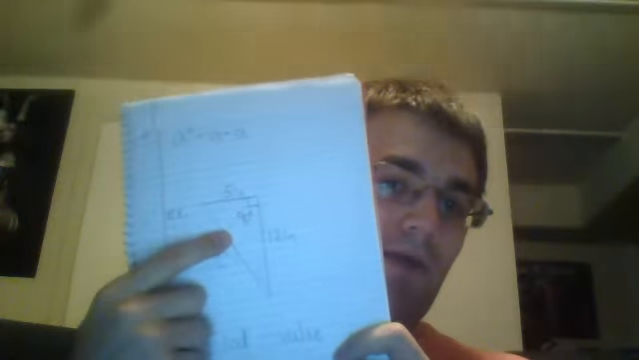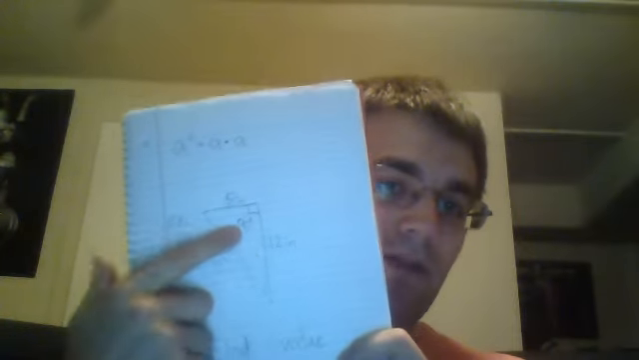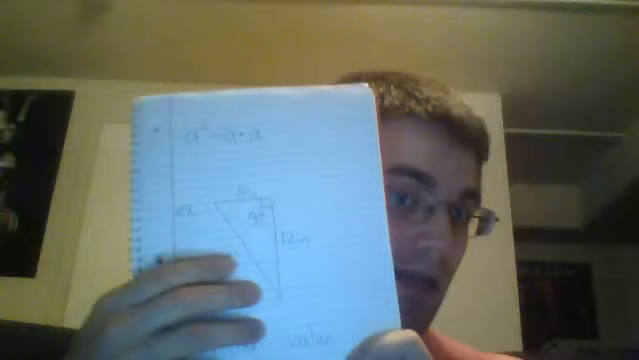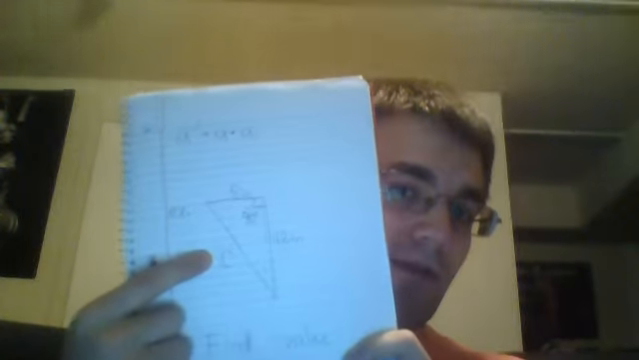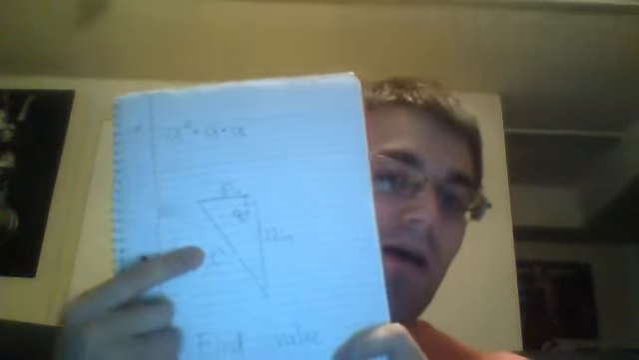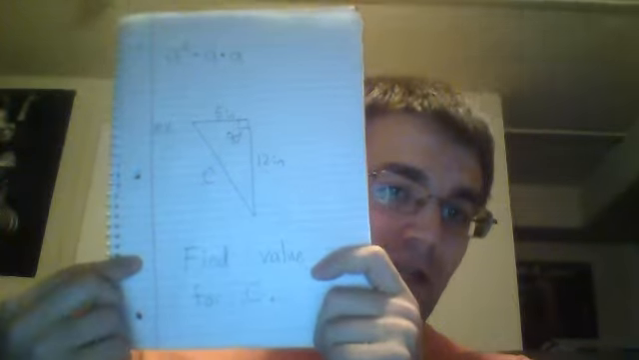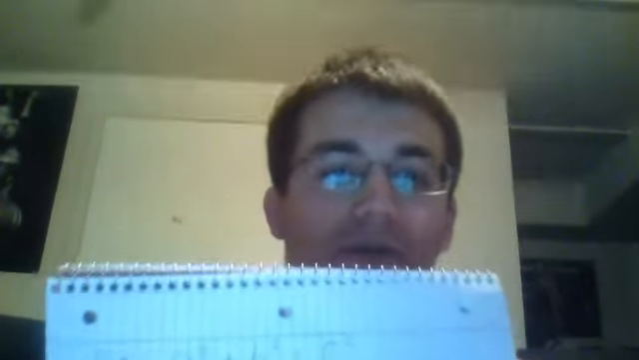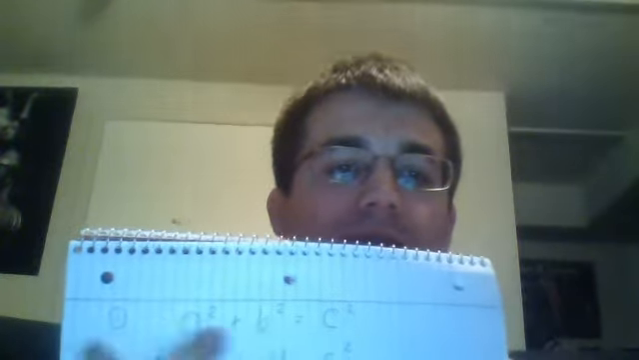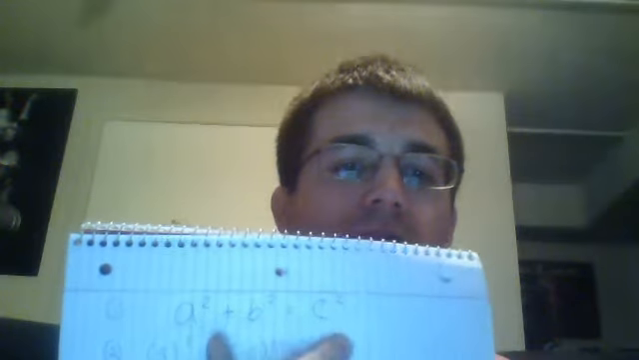With that in mind, I've drawn out another right triangle where we know a and b as 5 inches and 12 inches, so we know our legs, but c, our hypotenuse, is still unknown. So our goal for this example is to find the value for c. Alright, so let's just dive in by first writing out the Pythagorean theorem as a squared plus b squared equaling c squared.